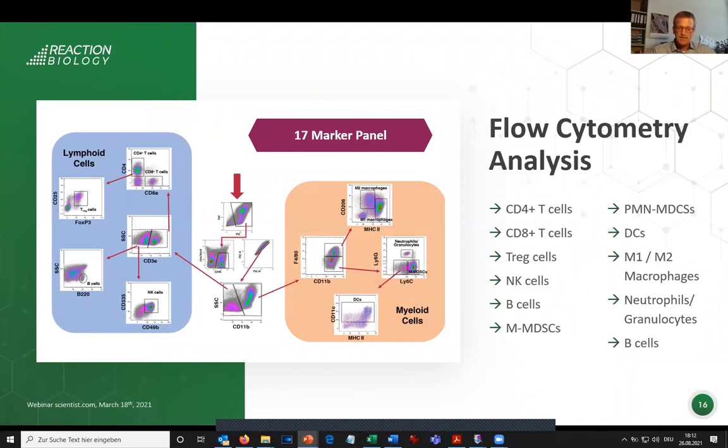We also looked at the immune infiltrate of the SubQperior models with our all-in-one antibody panel for flow cytometry analysis. The panel consists of markers detecting lymphoid cells, including various T-cell populations, B cells and NK cells, and myeloid cells such as dendritic cells, macrophages, and MDSCs.